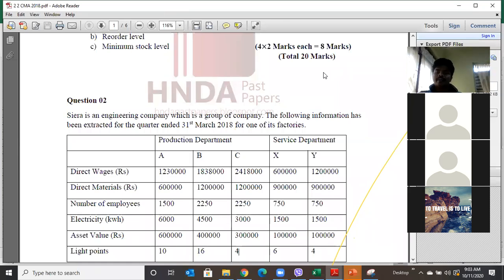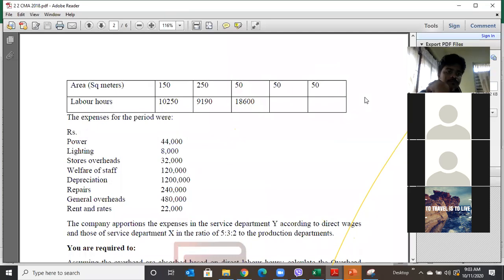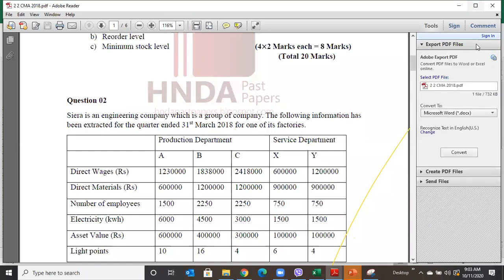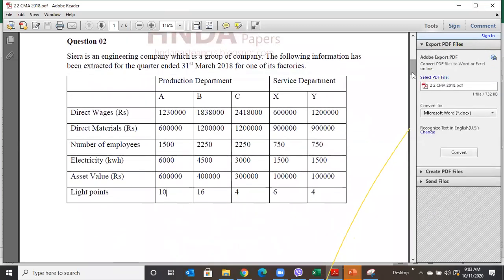Just read the sum carefully. Sierra is an engineering company which is part of a group of companies. The following information has been extracted for the quarter ended 31st March 2018 for one of its factories.